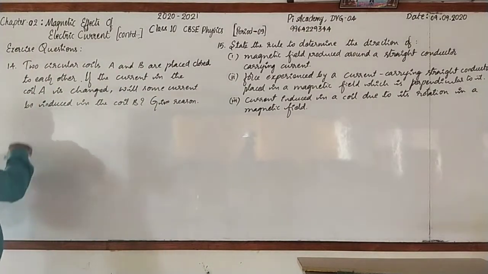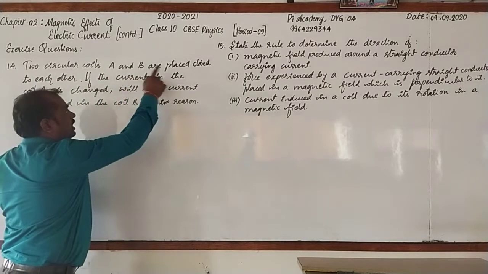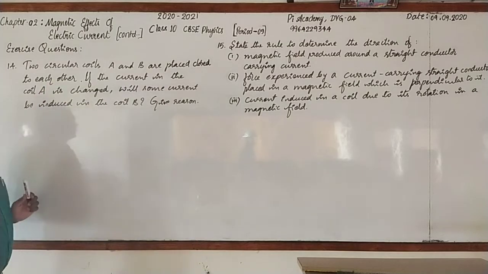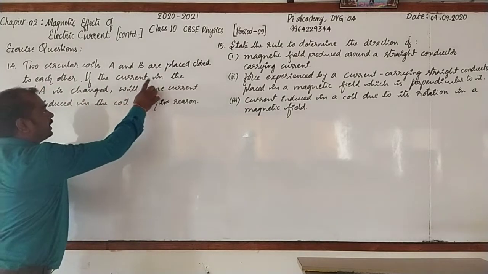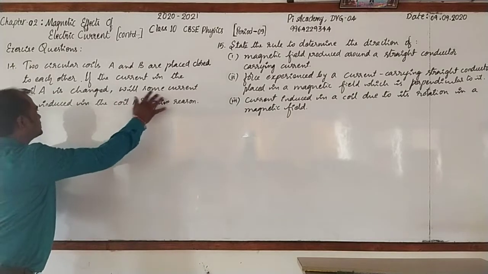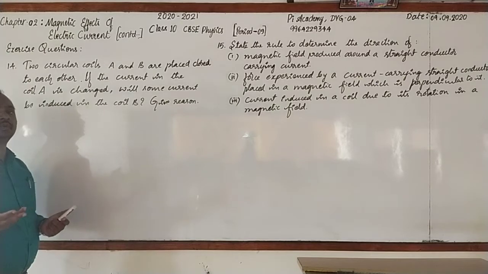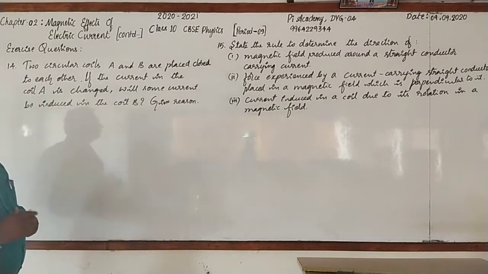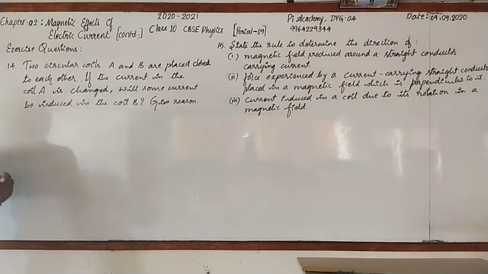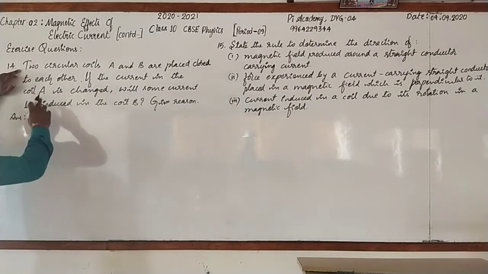Observe this. Two circular coils A and B are placed close to each other. If the current in the coil A is changed, will some current be induced in the coil B? If so, give reason. Hope that you have understood the statement. Let's go for writing the answer. Before that, let me help you understand the meaning of this whole statement.